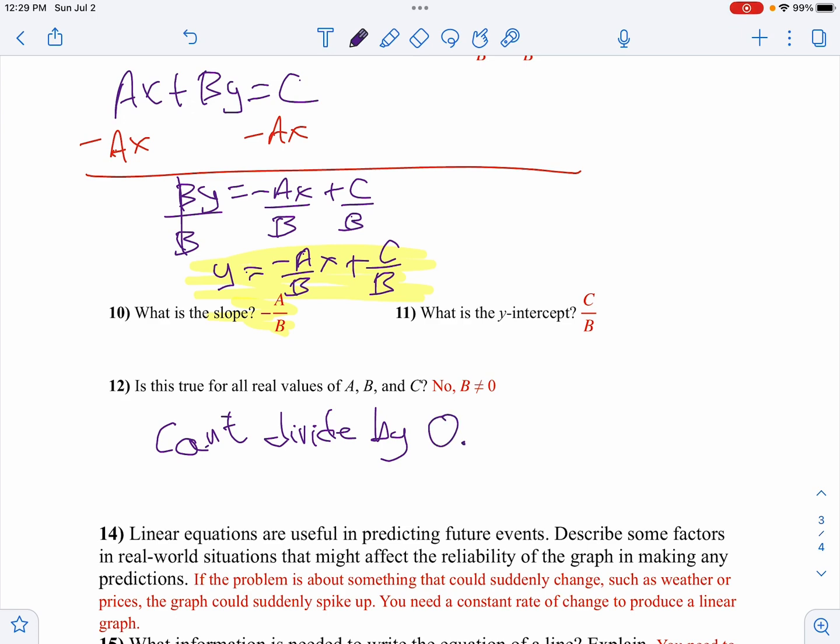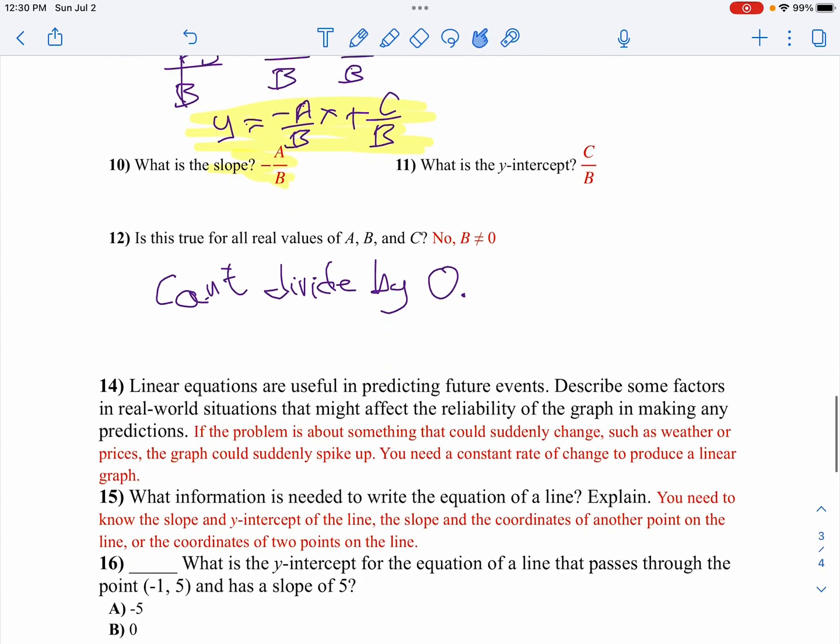So since I can't divide by 0, I can't have B be 0, but any other number it works for. So in other words, when I give an equation in standard form, your slope is going to be negative A over B: the opposite of the number in front of X, divided by the number in front of Y when it's in standard form.